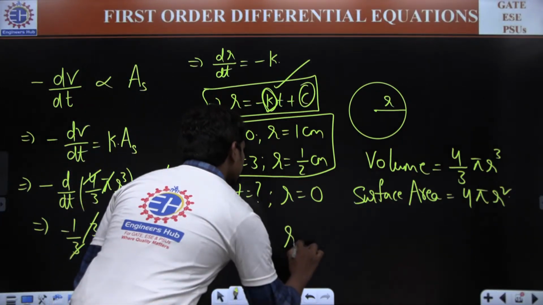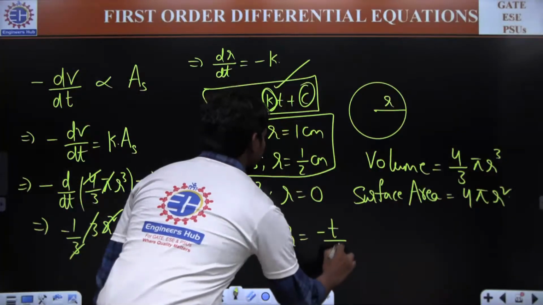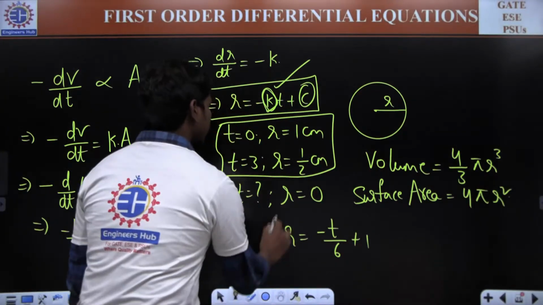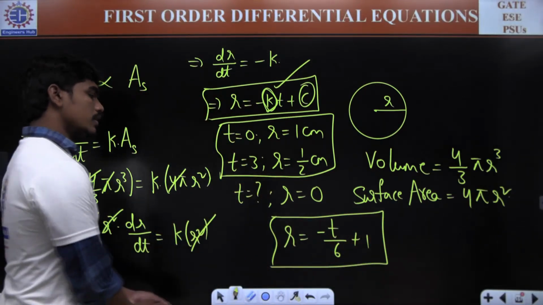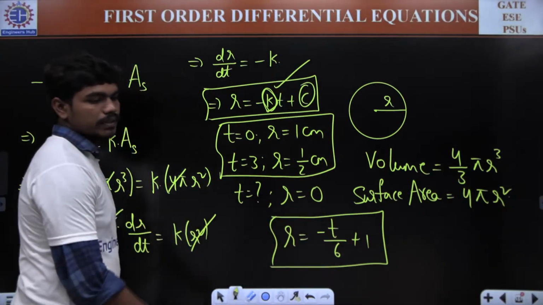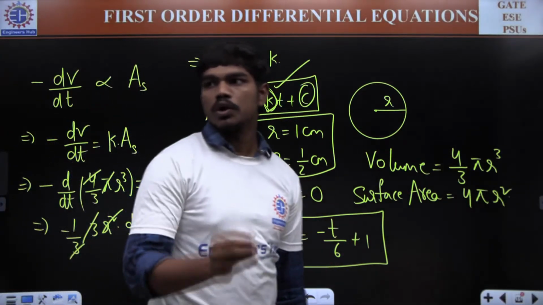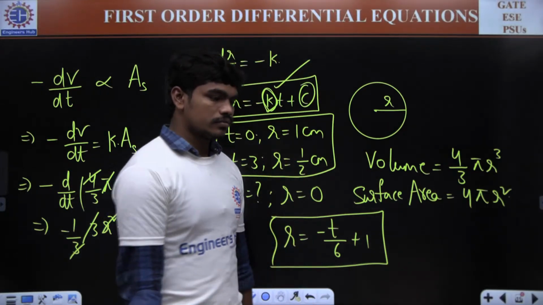So r is equal to minus 1 by 6 t, so minus t by 6 plus 1. This is the exact relation between radius and time. So if you put radius is equal to 0, it's obvious you'll be getting time is equal to 6 months. So totally it takes 6 months for the ball to evaporate completely. Clear? Or is there any doubt in this question?